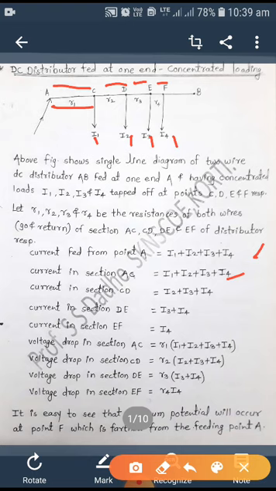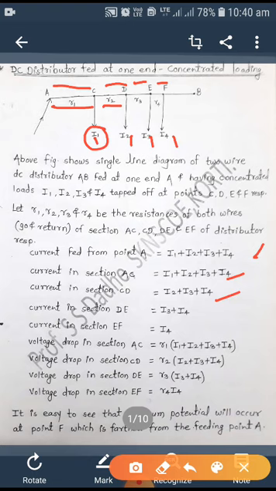Similarly, we have to write the current in section CD. In this section, how much current is present, that we have to write. Just we have to subtract the current I1 from the total current. That means we can write the current in section CD will be I2 plus I3 plus I4. That much of current is present in section CD.